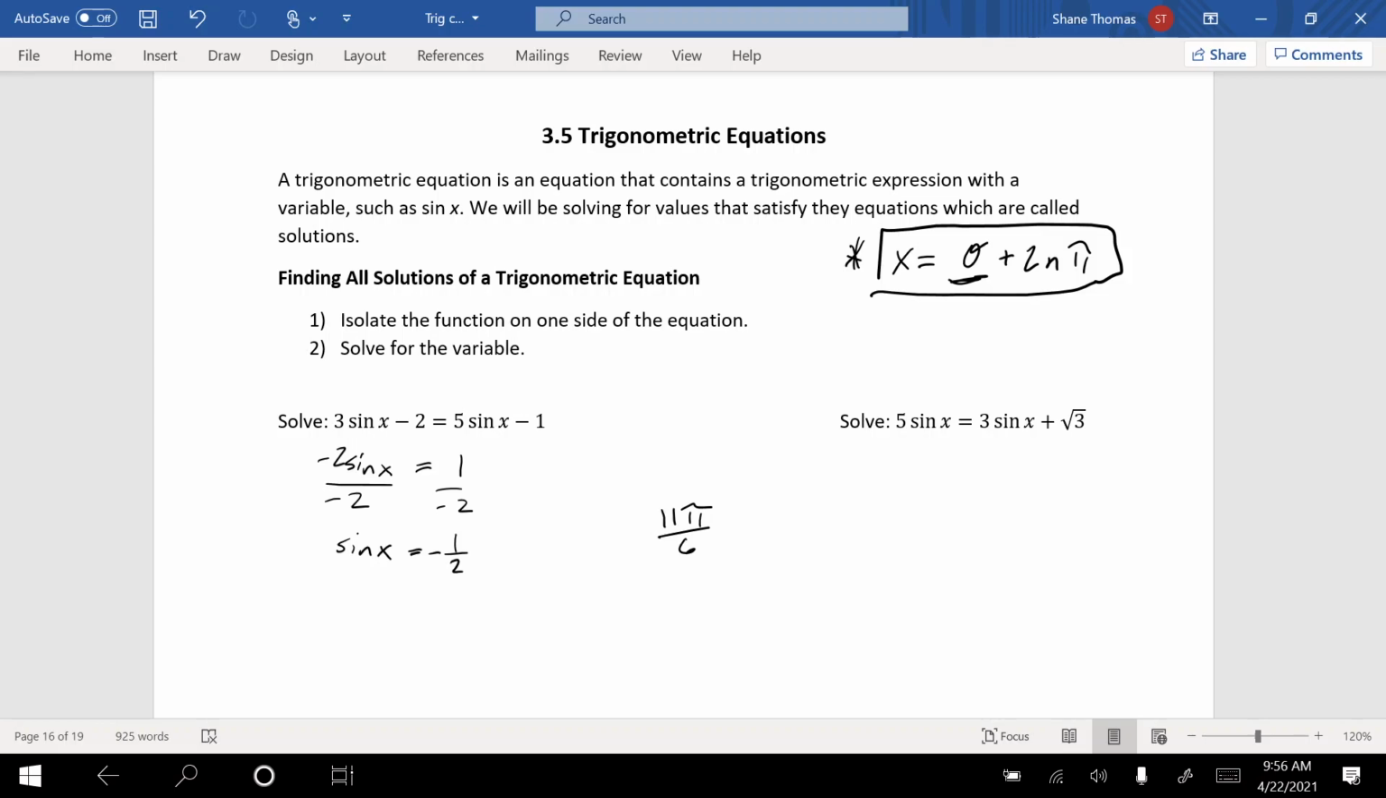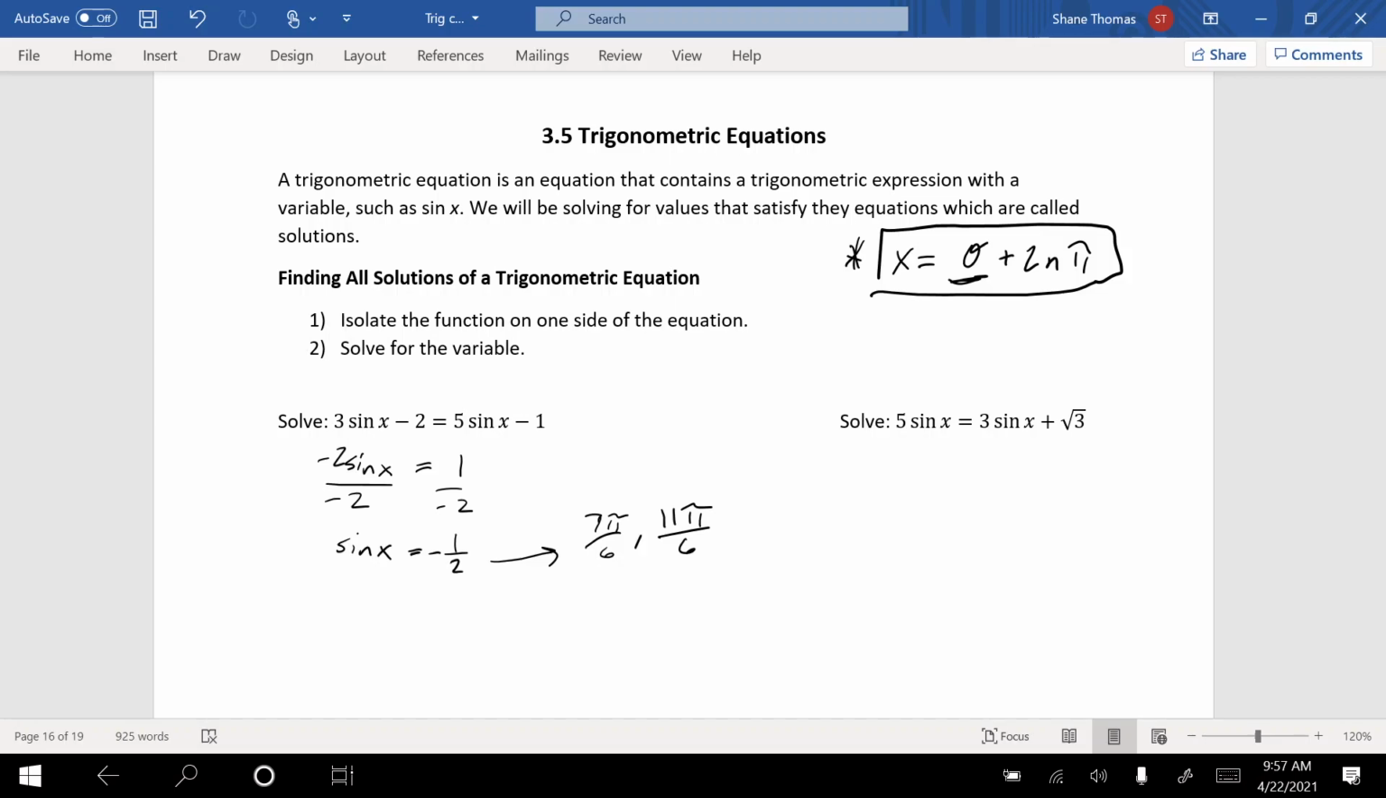What is it? 210, which is 7 pi over 6. Okay? So those are the two values that make that true. Correct? Now, those are the only two between 0 and 2 pi. Agree with me? Now, after we go around again, we're going to hit it again, aren't we?